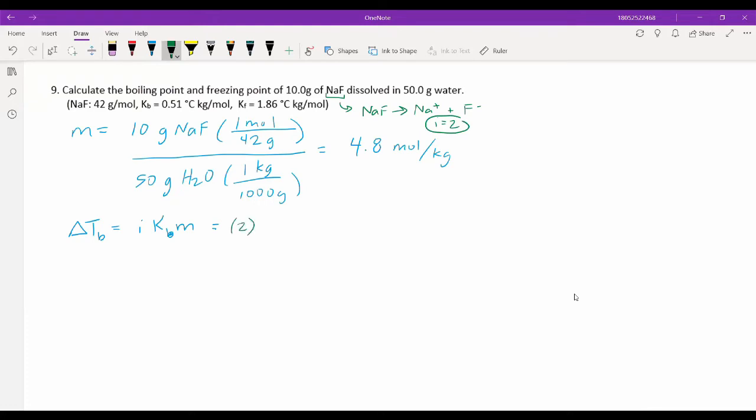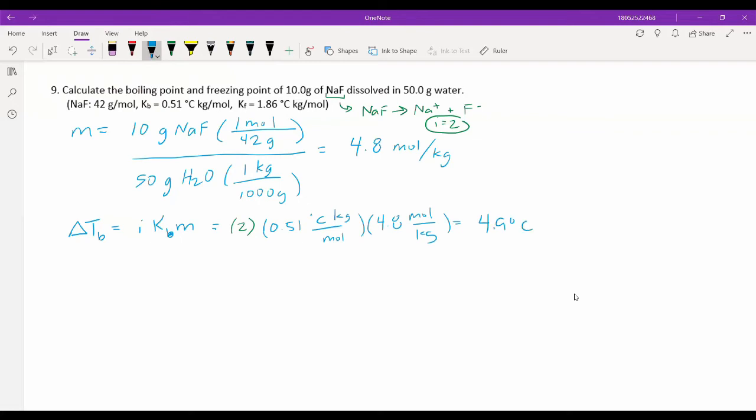So we're going to plug that in. Plug in our Kb that's given. It's 0.51 degrees Celsius kilograms over moles. And then the molality. So the units cancel, we get Celsius, 4.9 degrees Celsius.